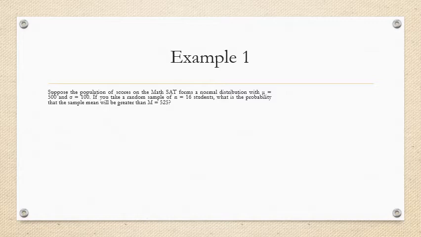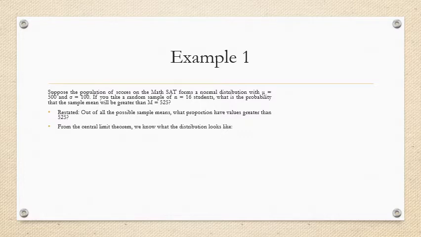Suppose the population of scores on a math SAT test forms a normal distribution with a mean of 500 and a standard deviation of 100. If you take a random sample of n equals 16 students, what is the probability that the sample mean will be greater than M equals 525? Or restated, out of all the possible sample means, what proportion of them have values greater than 525?